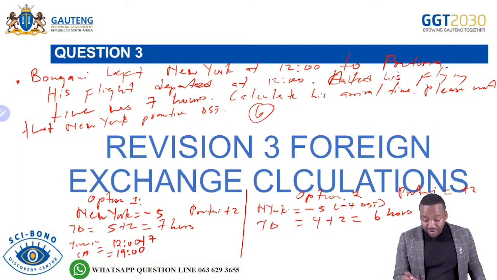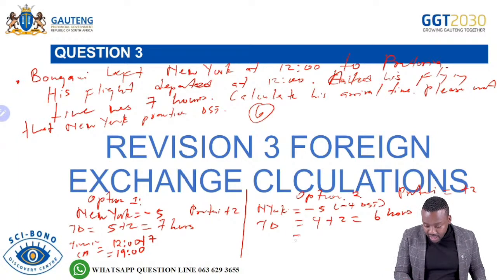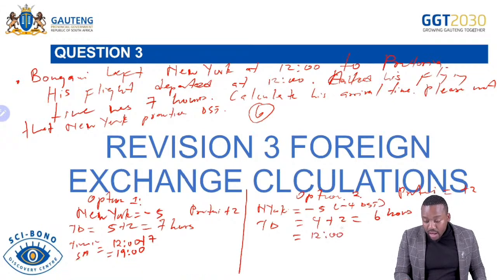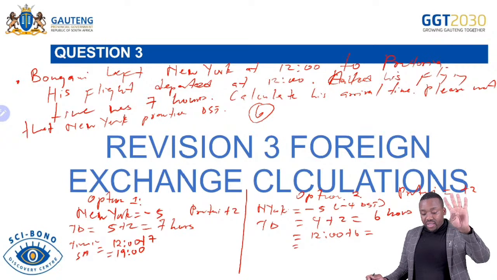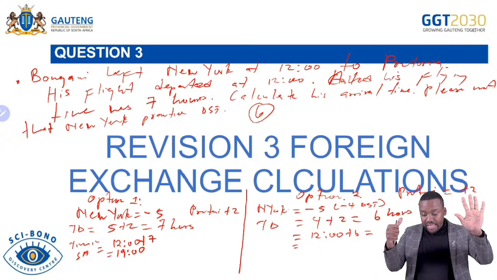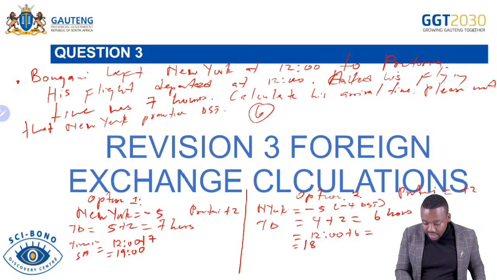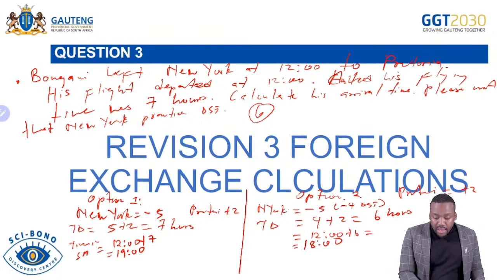Remember, we've got the flying time. Let me check this side. This side, then we're going to say 12 o'clock. Then we add again +6. Therefore, what are you going to have? You will have 12 + 6. Then we will have 12, 13, 14, 15, 16, 17, 18. This side it is what? 18. Therefore, here we have what? 19 o'clock.